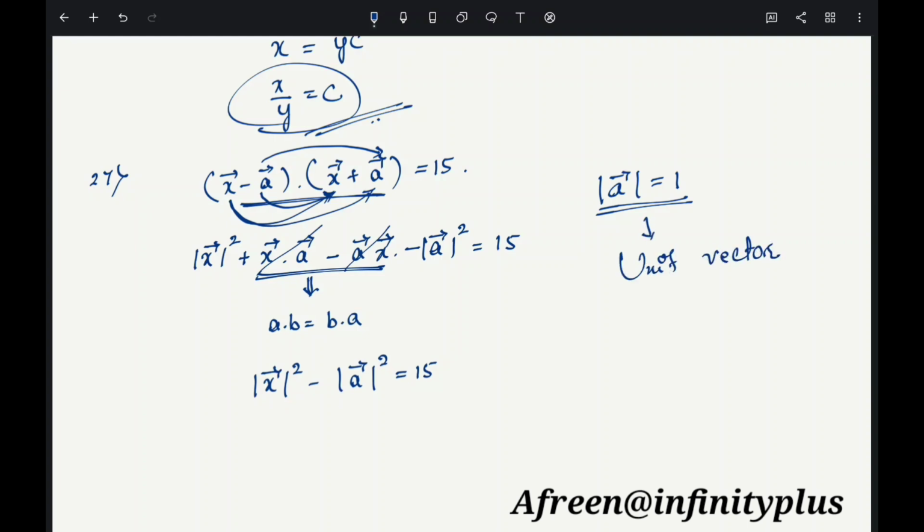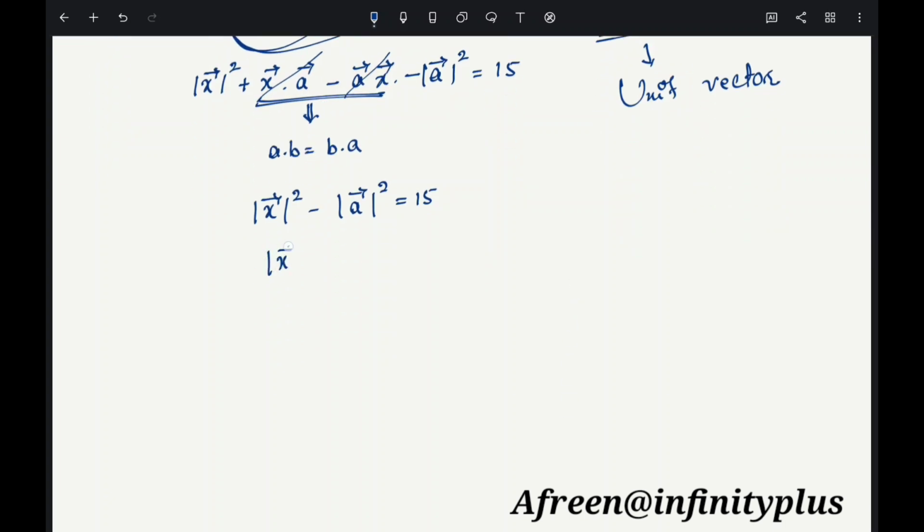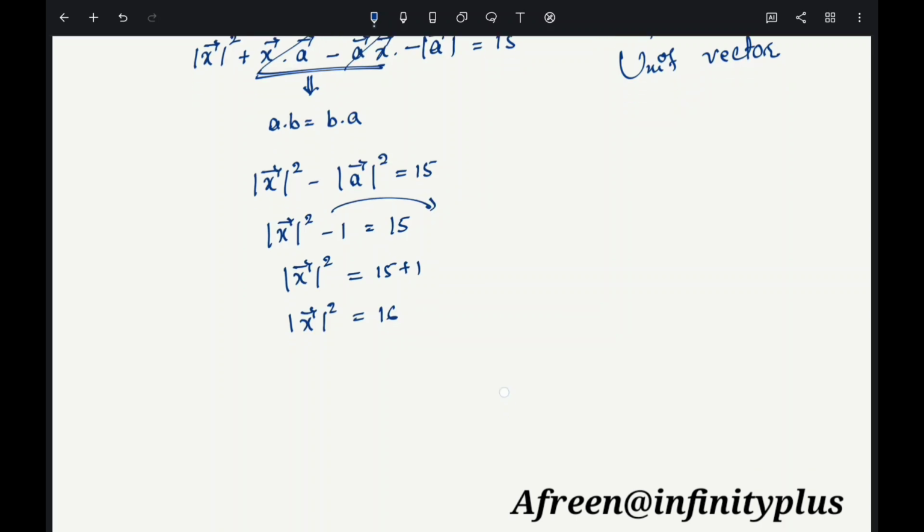So replace the value of magnitude of a vector as 1. So you will get magnitude of x square minus 1 is equal to 15. Send this one that side. Magnitude of x square is equal to 15 plus 1, which will become 16.